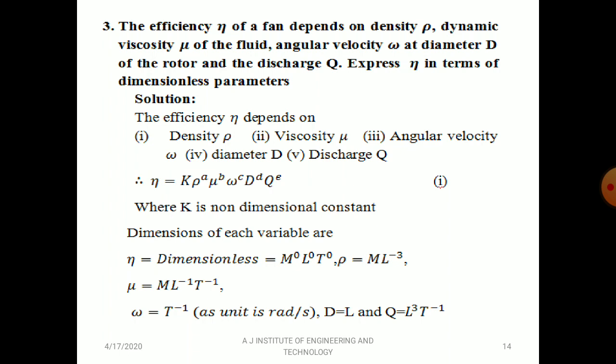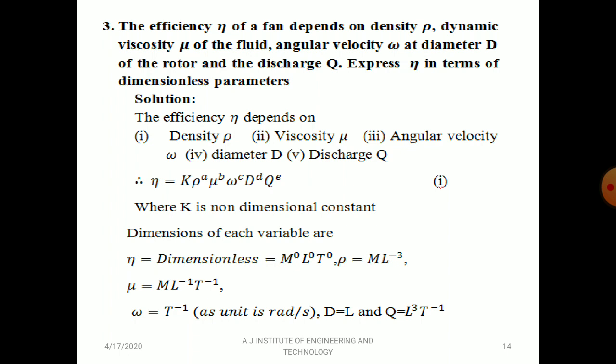Now the dimension for rho, that is kg per meter cube, so m into l to the power minus 3. For mu, m l to the power minus 1, t to the power minus 1. Omega, the angular velocity, is measured in radian per second. Radian has no unit, and for second it is t, so per second it becomes t to the power minus 1. Then d is the diameter, whose unit is meter, so the dimension is l. Then q, the discharge, is in meter cube per second, so the dimension becomes l cube into t to the power minus 1.